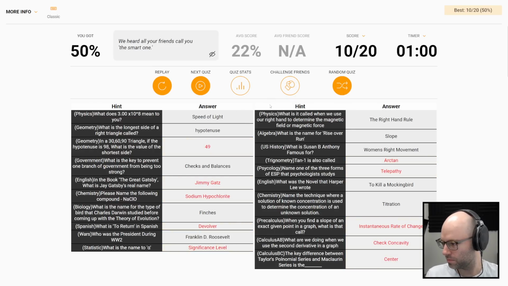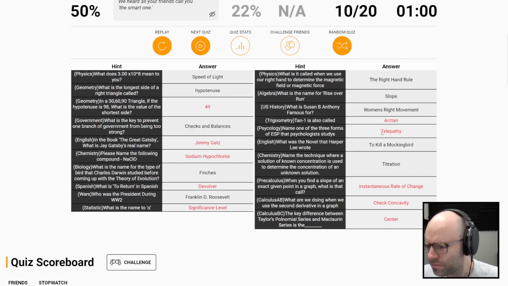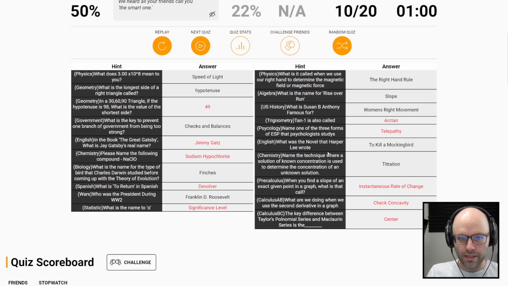Average score is 22%. That's sad in and of itself. I should have gone back to the triangle question, don't get me wrong. I'm just asking for some of these to be rewritten. Excuse me, name one of the 3 forms of ESP that psychologists study. Telepathy? That psychologists study? I don't buy this. I think this quiz is bad. Not just because I did badly on it. I think it's just bad to begin with. Also, yes, instantaneous rate of change is represented by the derivative. The rest of them, sure, whatever.